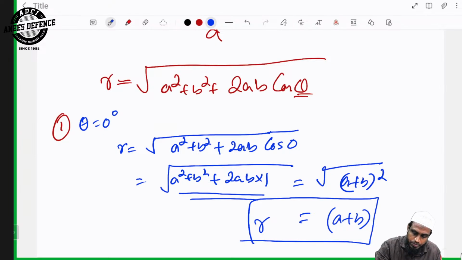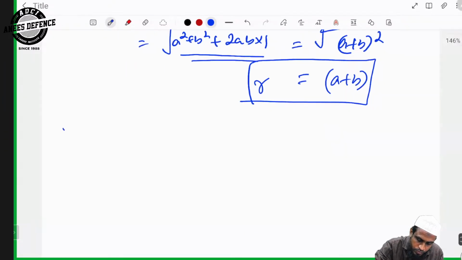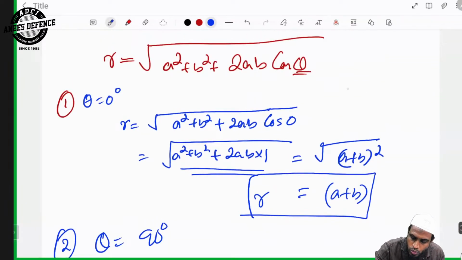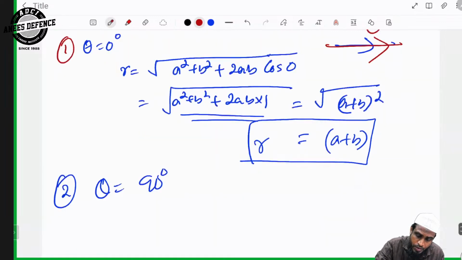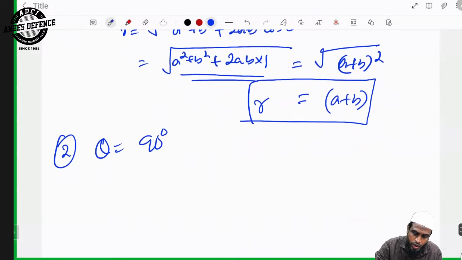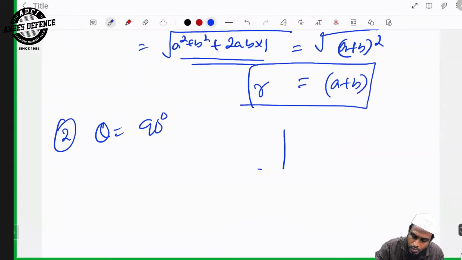Second case, theta equal to 90 degree. In the first case, two vectors are in the same direction, so theta is equal to 0 degree. In the second case, theta equal to 90 degree. So here the vectors will be, one is A, another one is B.